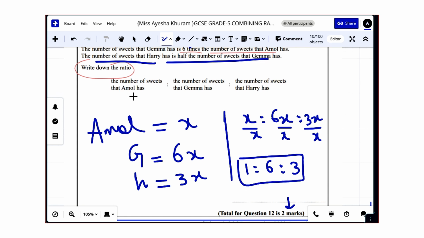So the number Amol has is 1, this has got 6, this has got 3, and we just make a ratio here.